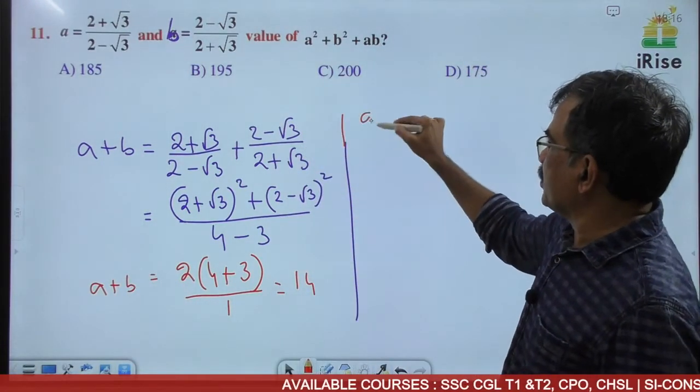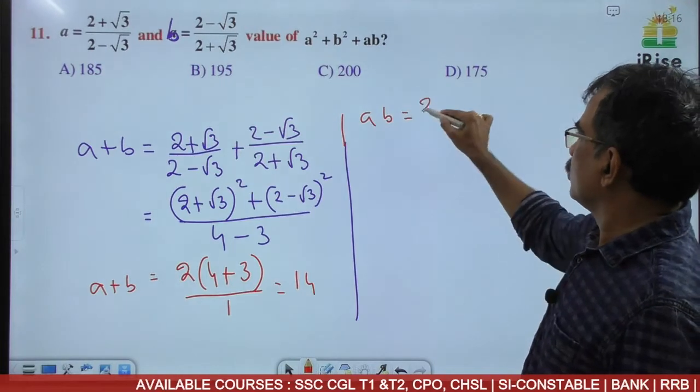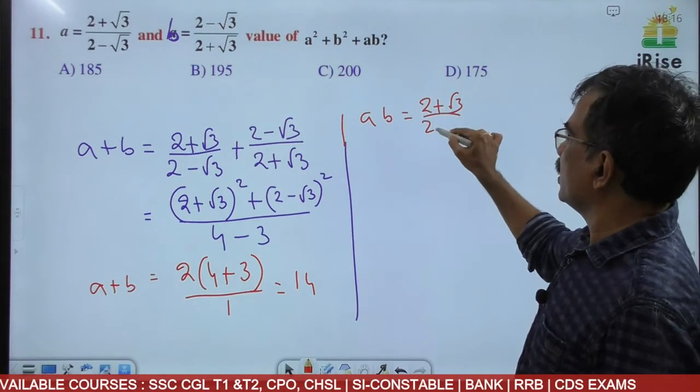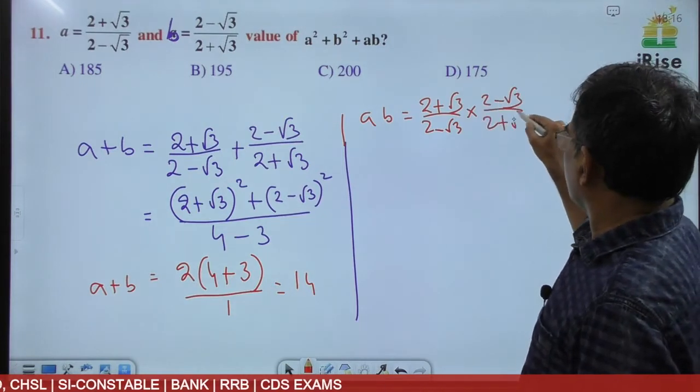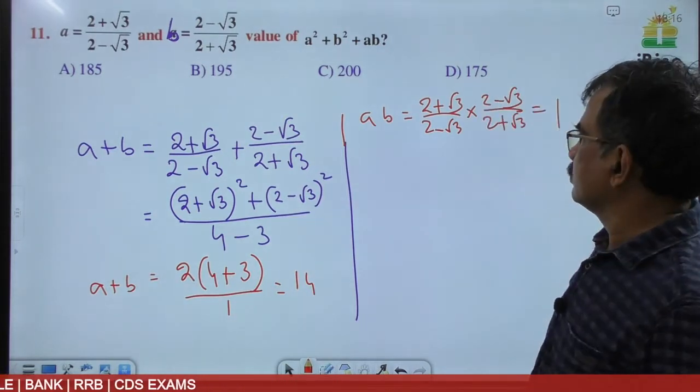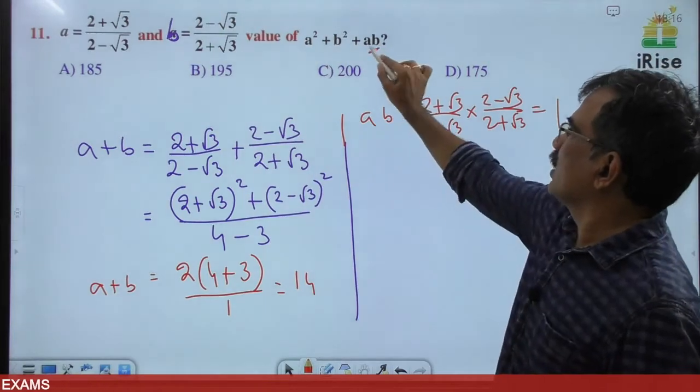Similarly, what is AB? AB is (2 plus root 3)/(2 minus root 3) multiplied by (2 minus root 3)/(2 plus root 3), which is equal to 1. AB is equal to 1. This value is 1.